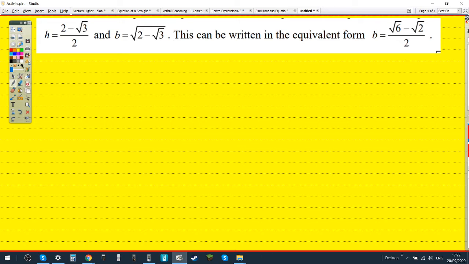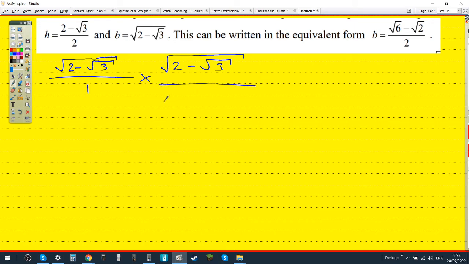So this, let's try multiplying it by itself over itself. So 2 minus root 3 over 1 times by 2 minus root 3. Isn't that just squaring it? Well, the problem is if you square it, you'll change its value. You'll make it bigger. And so we have to... Oh yeah, this is just multiplying by 1. Okay. Yeah.